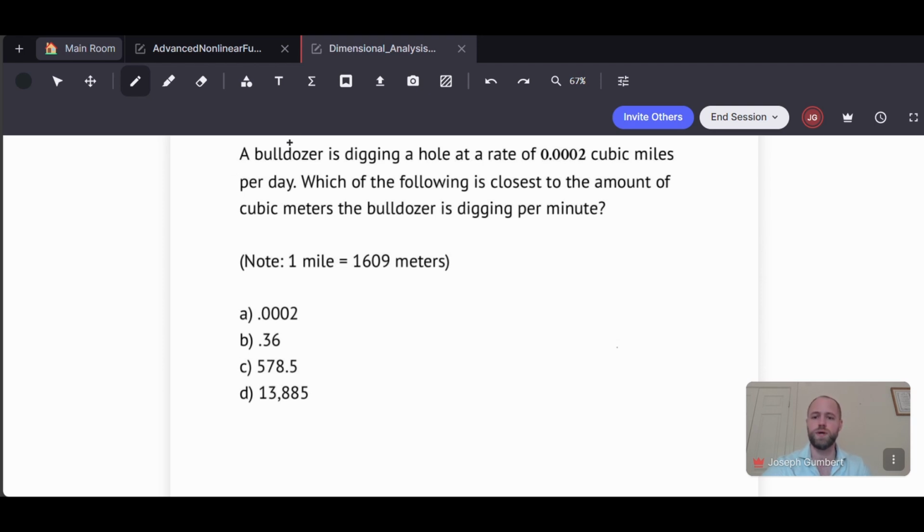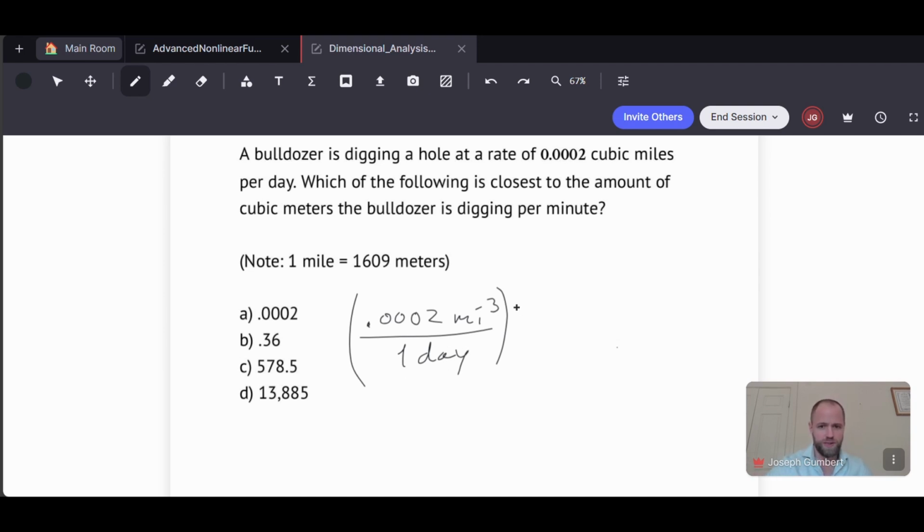So if we go ahead and start with the question, it says a bulldozer is digging a hole at a rate of 0.0002 cubic miles per day. Which of the following is closest to the amount of cubic meters the bulldozer is digging per minute? So the key to dimensional analysis, the most important part really, is just getting the right starting point. And in this case, our starting point is 0.0002 miles cubed over 1 day. The reason it's really important to get the right starting point is that everything else just kind of falls into place once we have this starting point.